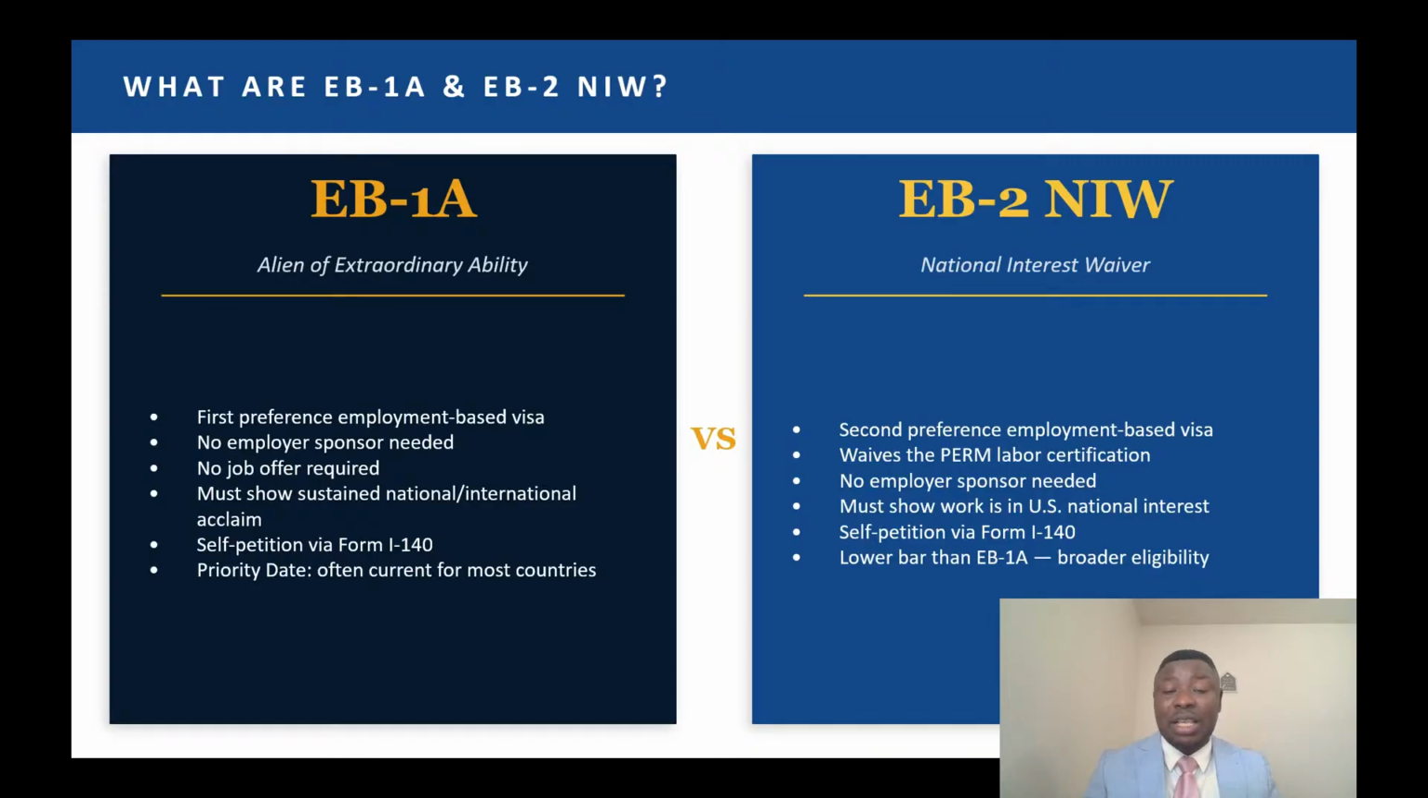So as far as EB2 is concerned, it waives the PERM labor certification. You do not need an employer to file for you or to petition for you. You can do that by yourself, but you must show that your work in the US is in the national interest. You can self-petition also, and it has a lower bar than EB1.